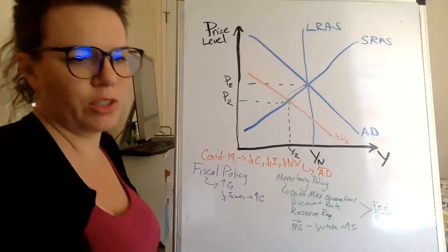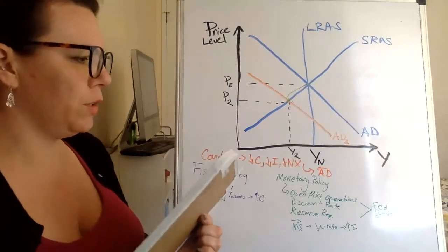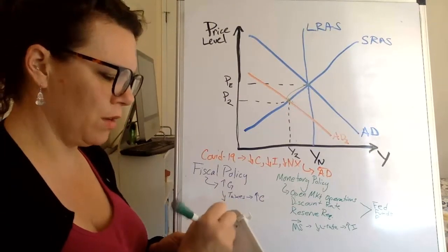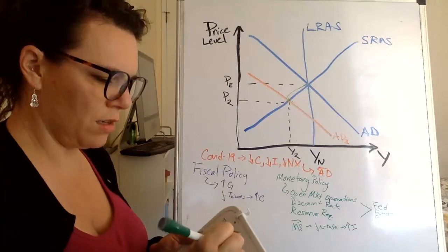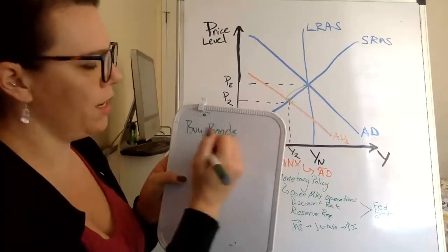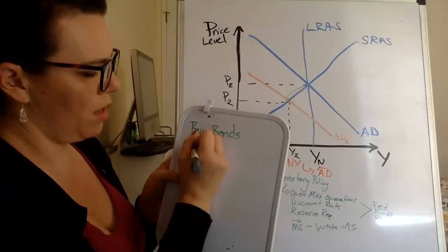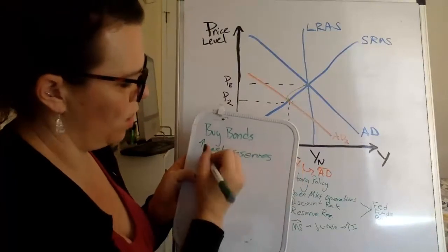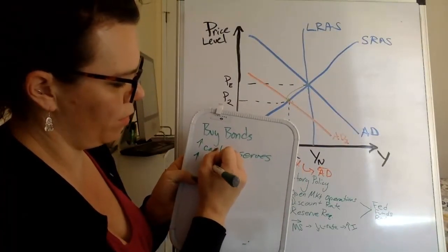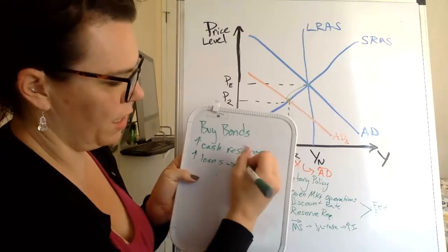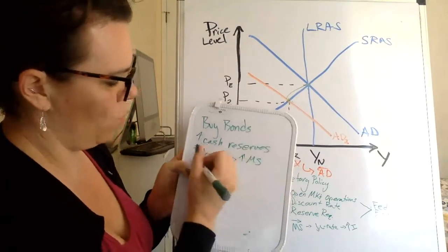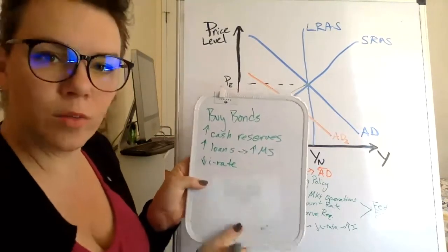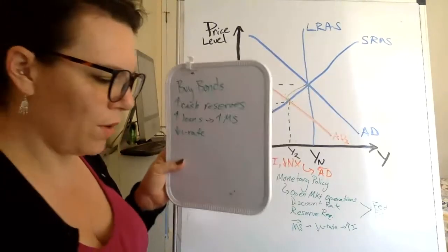So let's say we want to use monetary policy. So I'm the Federal Reserve Chair. I'm going to use monetary policy. I'm going to use open market operations, which means I am going to buy bonds. I'm going to buy bonds from banks, right? That's going to increase cash reserves for banks, which means they're going to be able to increase the amount of loans they make, which is going to increase the money supply, which is going to have the effect of lowering the interest rate, right? So how would that work?